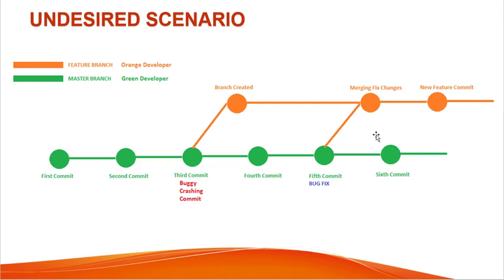This scenario would not be encountered if the green developer would create a new branch at the beginning and develop the application in his own branch. But in this scenario, the master branch or the main line is interfered and an undesired scenario is encountered where the orange developer needs to wait for 5 days until the bug fix is done.